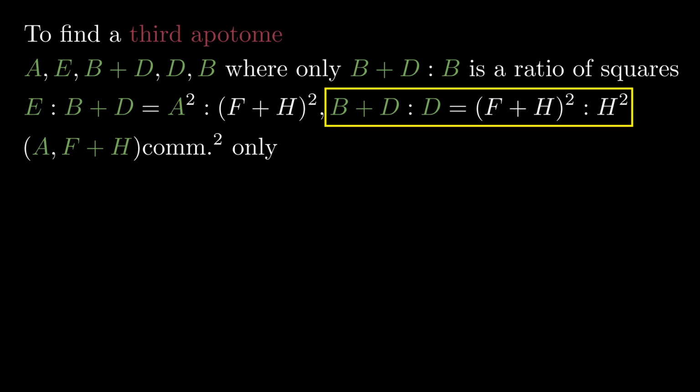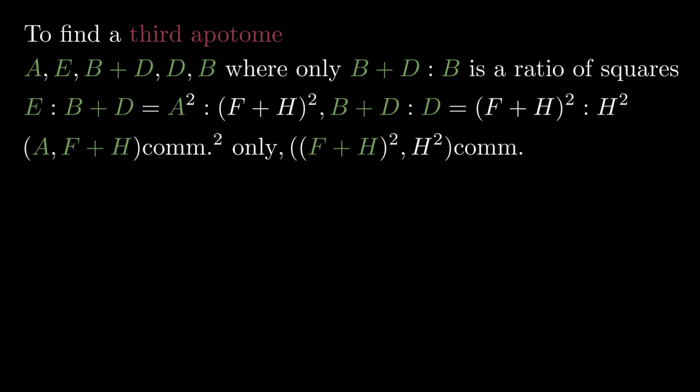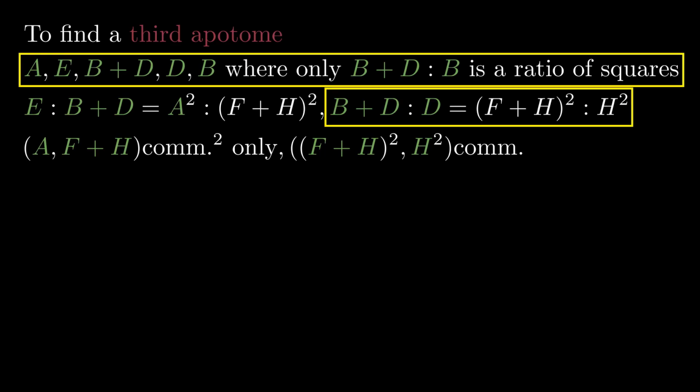Similarly, b plus d to d is a ratio of numbers, so f plus h squared to h squared is as well, and f plus h squared and h squared are commensurable. Since f plus h squared is rational, h squared is as well, and so is h. But b plus d to d is not a ratio of square numbers, so neither is f plus h squared to h squared, and f plus h and h are incommensurable.